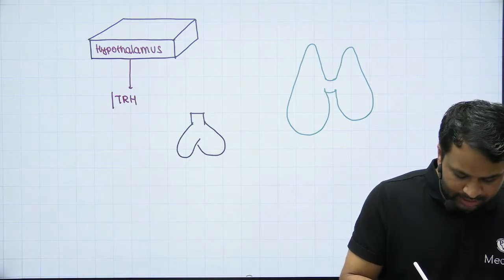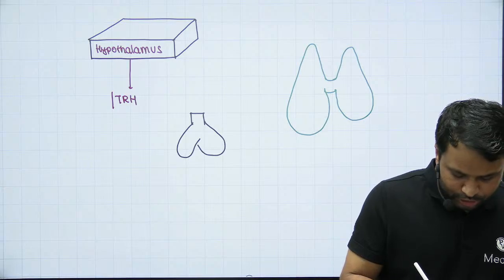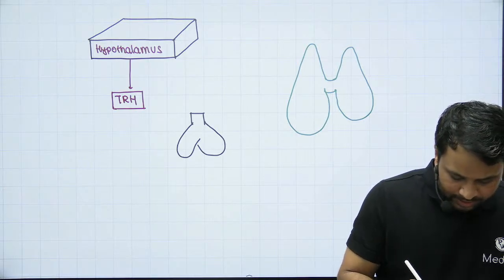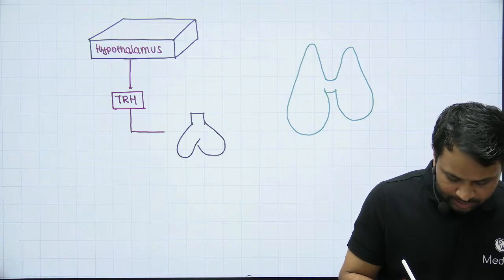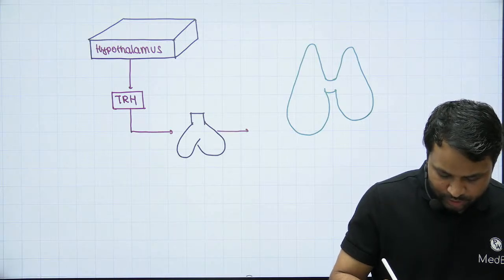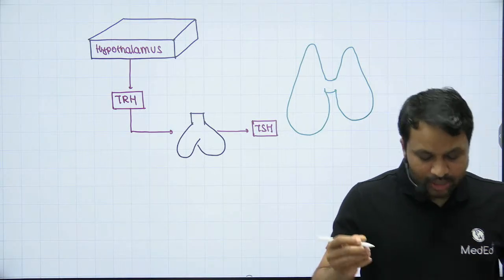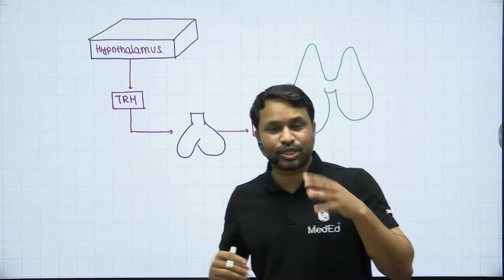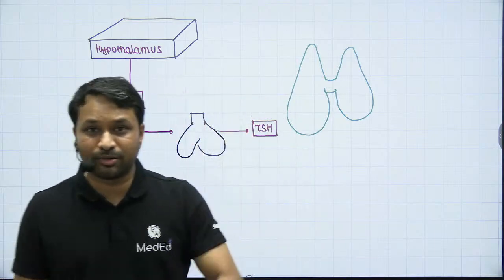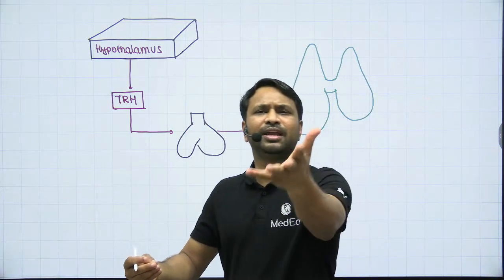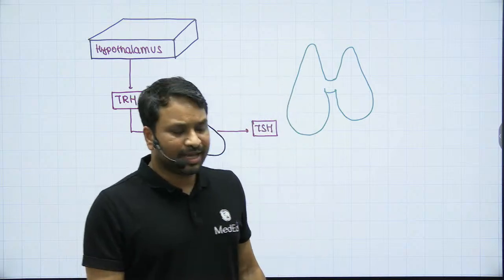We said, what does TRH do? TRH says that I am going to go and stimulate the pituitary gland. And once it stimulates, the pituitary gland produces a hormone which is called TSH, that is your thyroid stimulating hormone. So the hypothalamus gets stimulated, produces the thyrotropin regulating hormone. It goes and stimulates the pituitary gland, the anterior pituitary gland, which is going to produce your thyroid stimulating hormone.